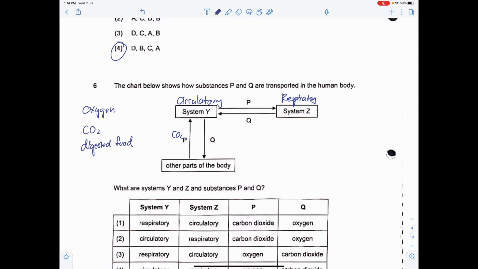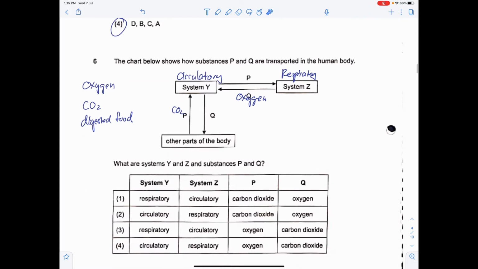I know you've learned of other systems such as the digestive system, but your digestive system really doesn't want to receive carbon dioxide. So after that, you reason with yourself again. Q, what could come from the respiratory system? Oxygen, right? It makes sense because oxygen needs to be delivered to all parts of the body for respiration to happen in every single cell. Why every single cell? Because every single cell needs to carry out respiration in order to obtain energy to survive.